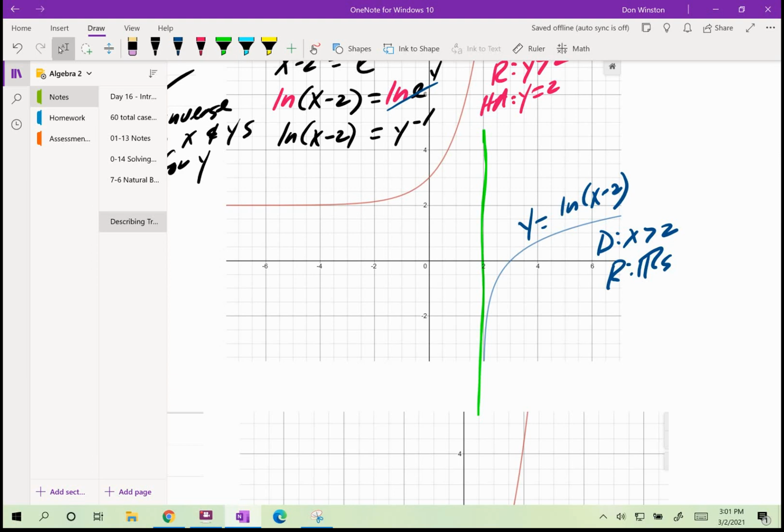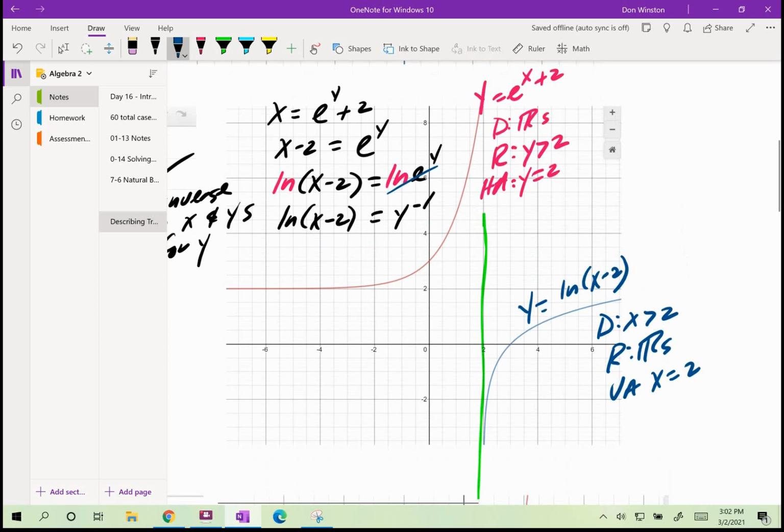Okay, and so I'll have a vertical asymptote at x is equal to 2. So let's just compare. For y is equal to e raised to the x plus 2, my domain was all real numbers. That will become my range of the inverse. The range for y is equal to e raised to the x plus 2 was y is greater than 2, so that will be my domain for my inverse, so it will be x is greater than 2. And then my vertical asymptote is x is equal to 2.